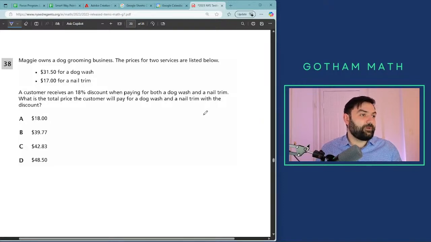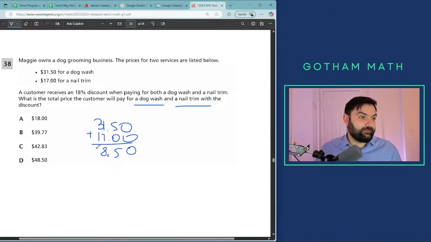Okay, so just find the price, right? Let's just go ahead and do it. Let's add them first, right? And again, 7th grade, we don't have to do this, but okay, it's 48.50, right? So from here we can just first find the discount by multiplying this price by 0.18, the decimal version of 18%.